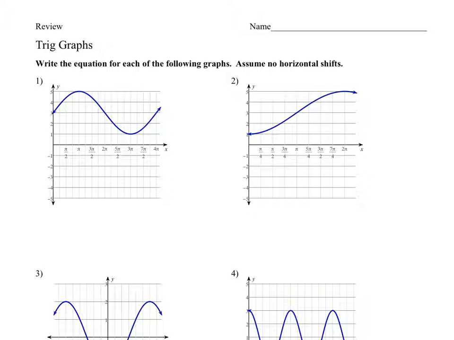Okay, here's the review video for the test, or at least part of it. So we want to write the equation for these graphs. Assume no horizontal shifts. So what we need is A, B, and D. I generally like to start with D, but obviously you can do A, B, and D. It doesn't matter.